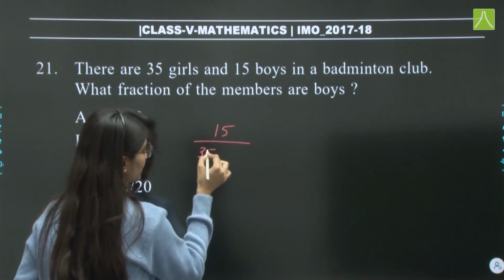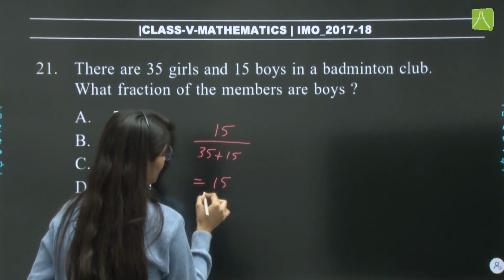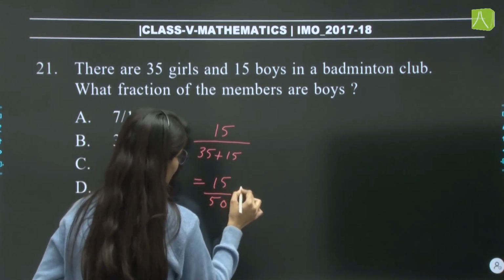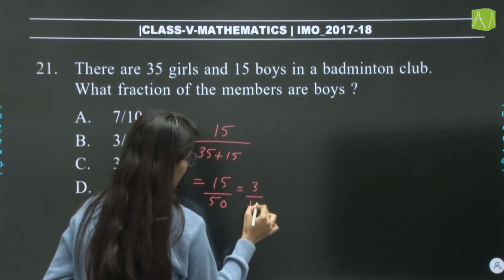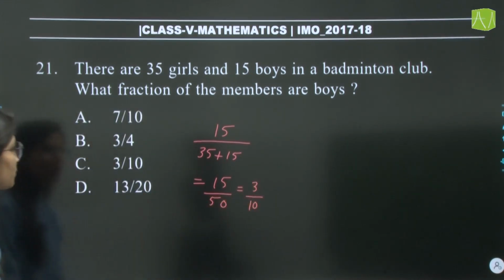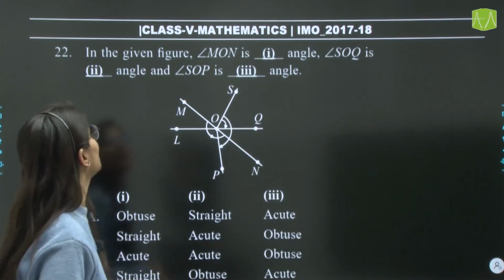So the total number of students will be 35 plus 15. So this is 15 divided by 50 and now you can simplify it. So 5 3s are 15 and 5 10s are 50. So it's 3 by 10. Option number C is the right answer. Okay, so now let's do question number 22.